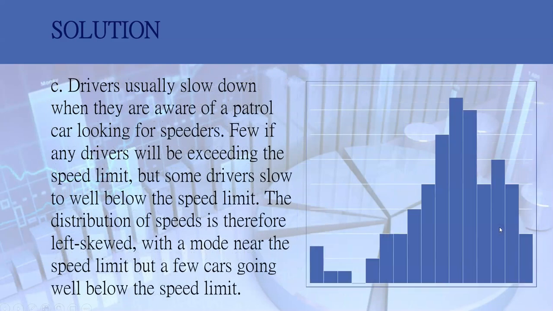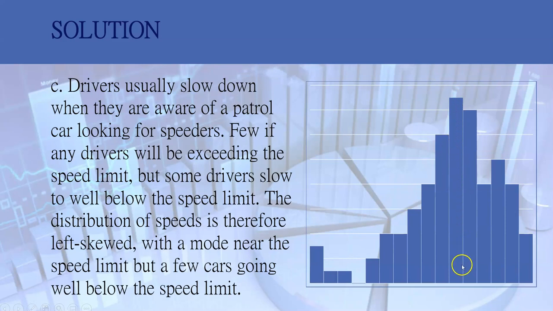And then for the drivers who can see a visible patrol car, it looks like this is a little bit left skewed. You've got a few outliers over here on the lower end. And this right here seems to be the peak. This is probably where the median and the mode are. And this is probably the speed limit itself. So let's say the speed limit is 55.